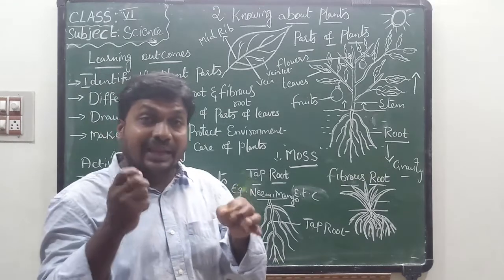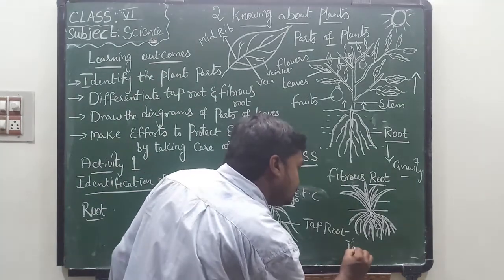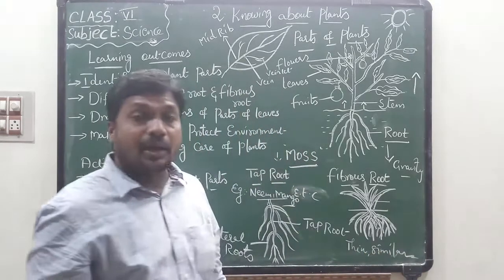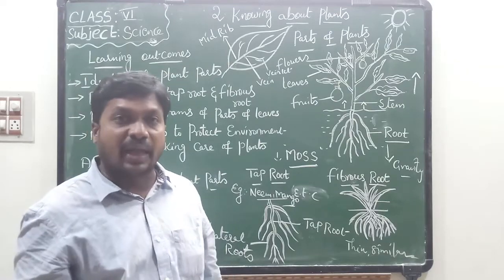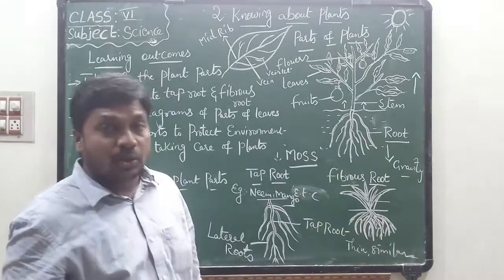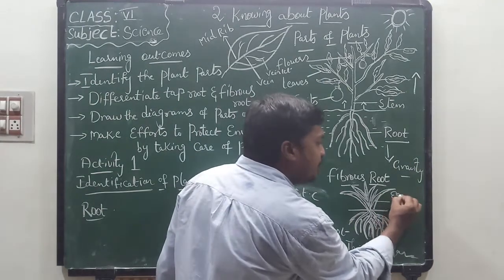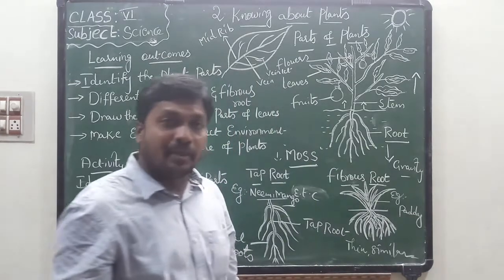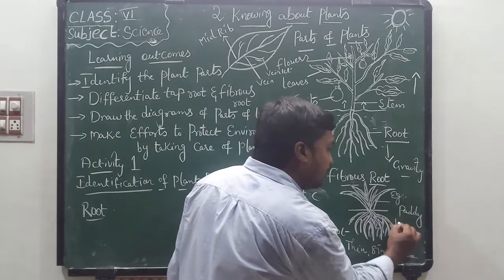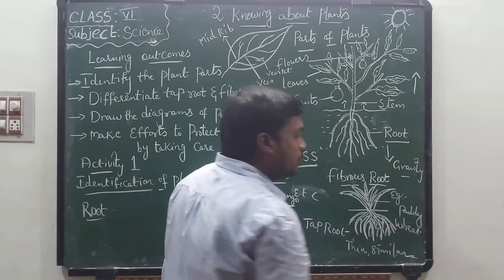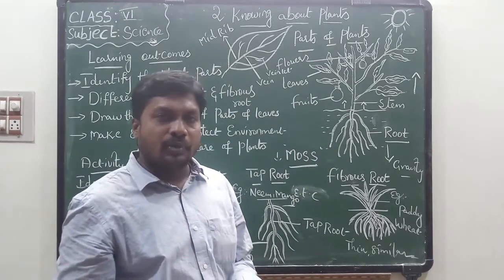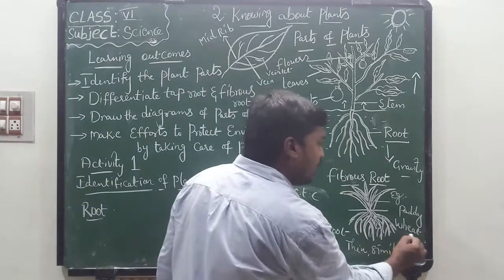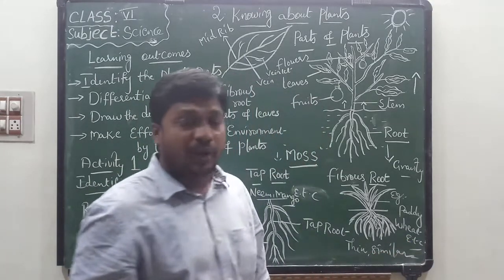A cluster of thin, very important, thin and similar roots arises from the end of the stem. They are known as fibrous roots. Examples of fibrous roots are paddy. Do you know about paddy, children? Paddy means rice, and also wheat. Wheat means godumalu, and also jowar, jonnalu, etc. are the plants which have fibrous roots.